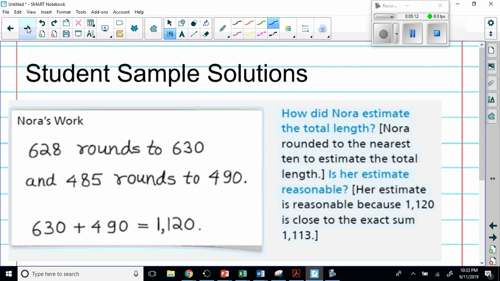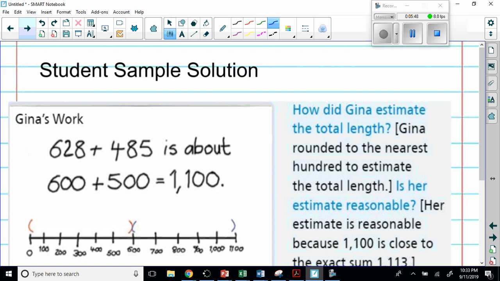The first student sample solution is Nora's work. And Nora chose to round to the tens place, which is a great way to estimate this as well. And it might also get her a little closer estimate than my estimate. So when Nora rounded to the tens place, she estimated 628 to be close to 630, and she rounded 485 to 490. So when she added 630 and 490, she got 1,120. The next student work was Gina's work, and Gina did a similar math problem that I did. She estimated 628 to 600 and 485 to 500, and she got 1,100, the same that I did, but she also used a number line to show this.